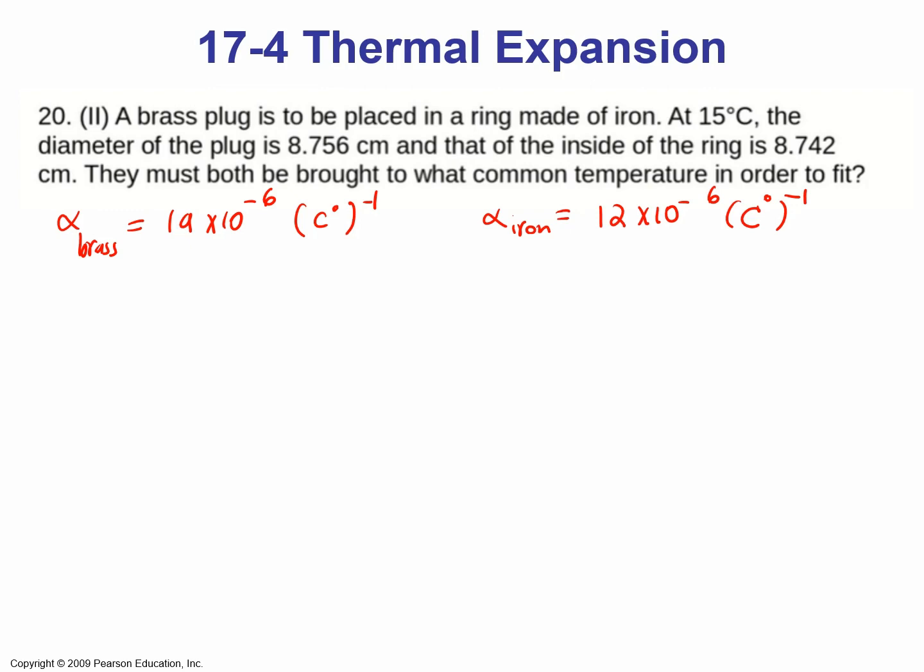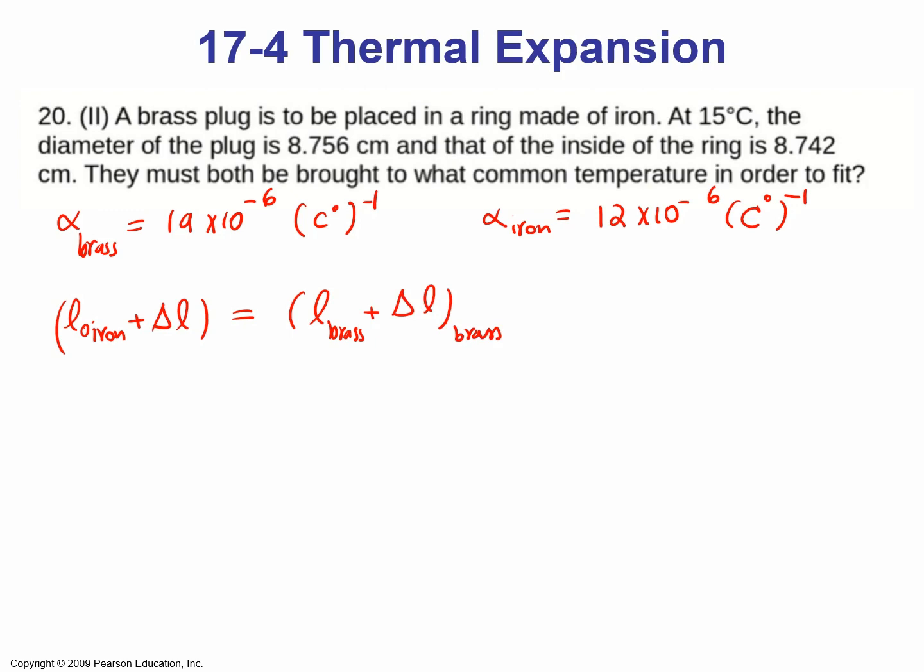So the new length, or the new size of the iron, which is the initial length of iron plus delta L, should be equal to the initial length of brass, or the size of the diameter, plus delta L for brass, right?